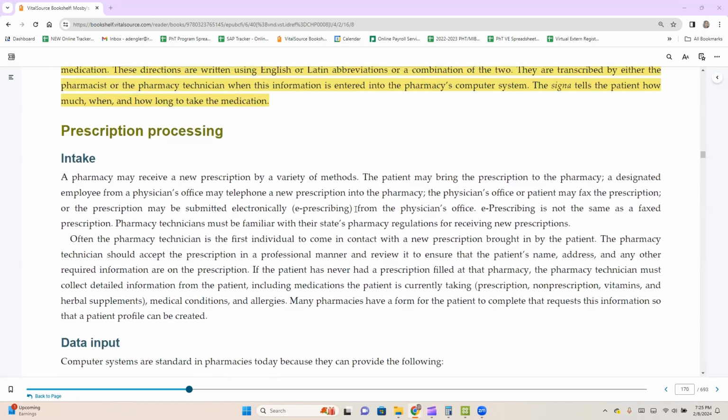A pharmacy may receive a new prescription by a variety of methods. The patient may bring the prescription to the pharmacy. A designated employee could call it in from the doctor's office. They could also fax the prescription or use e-scribing.